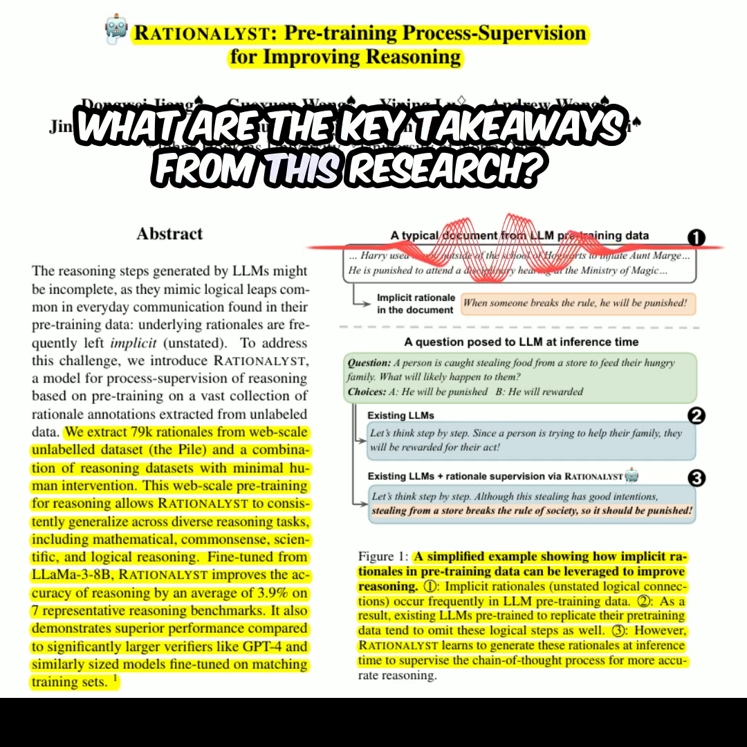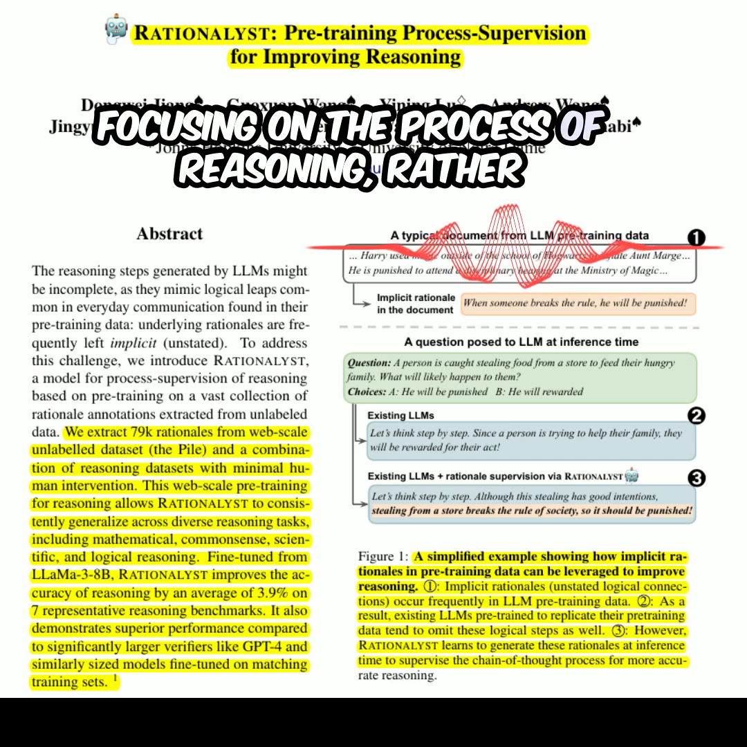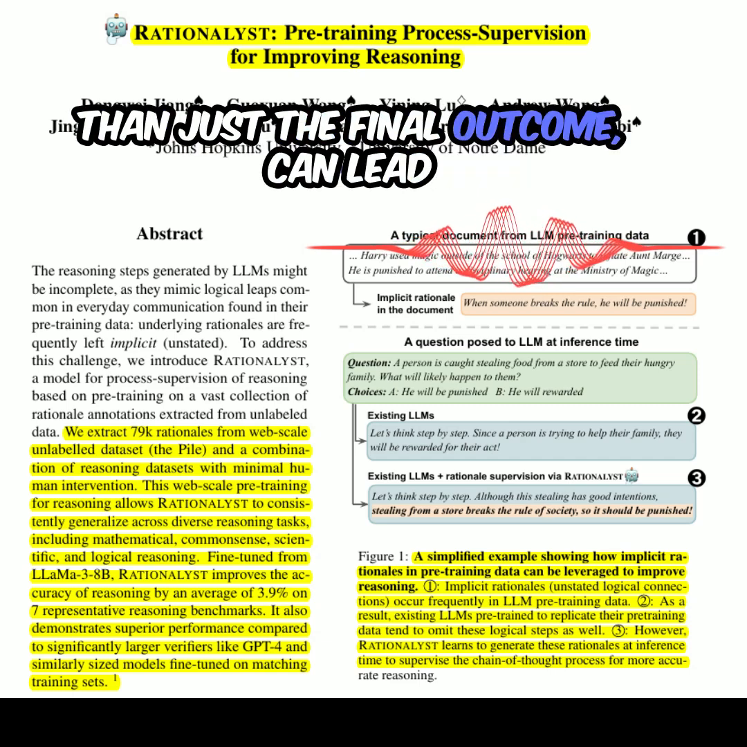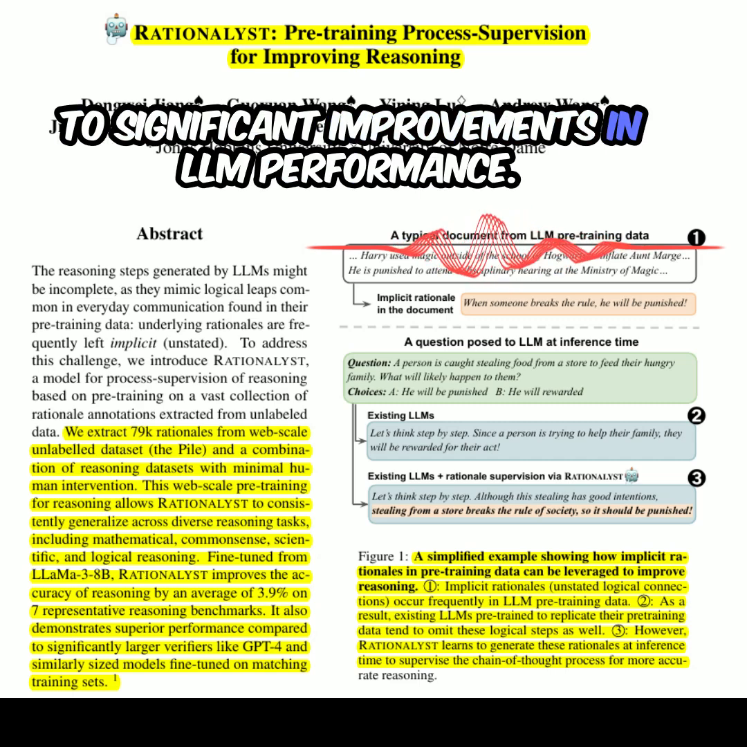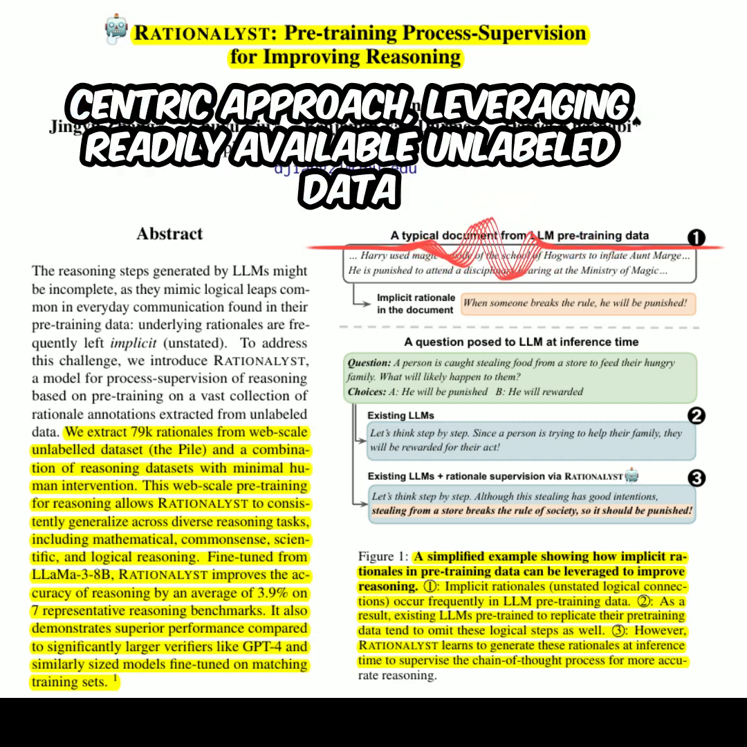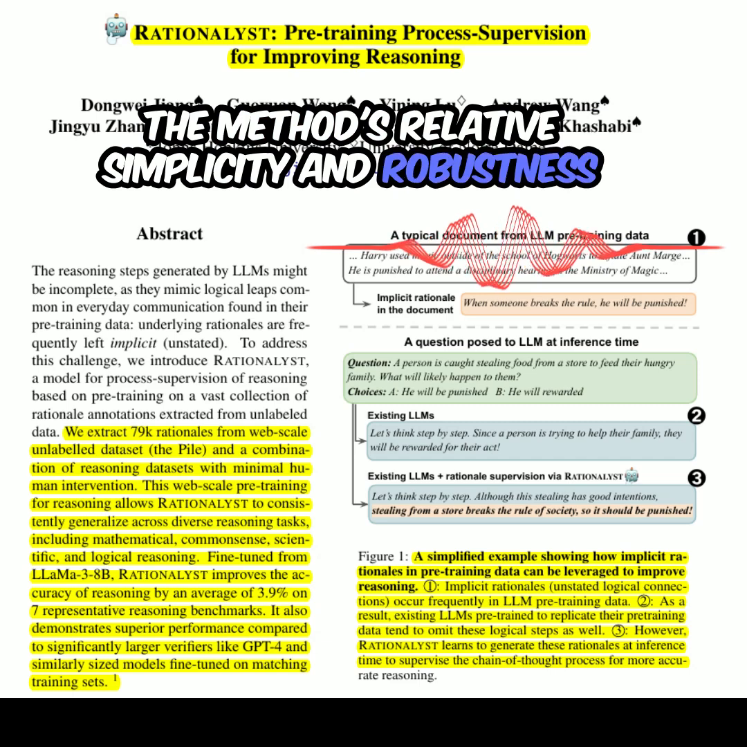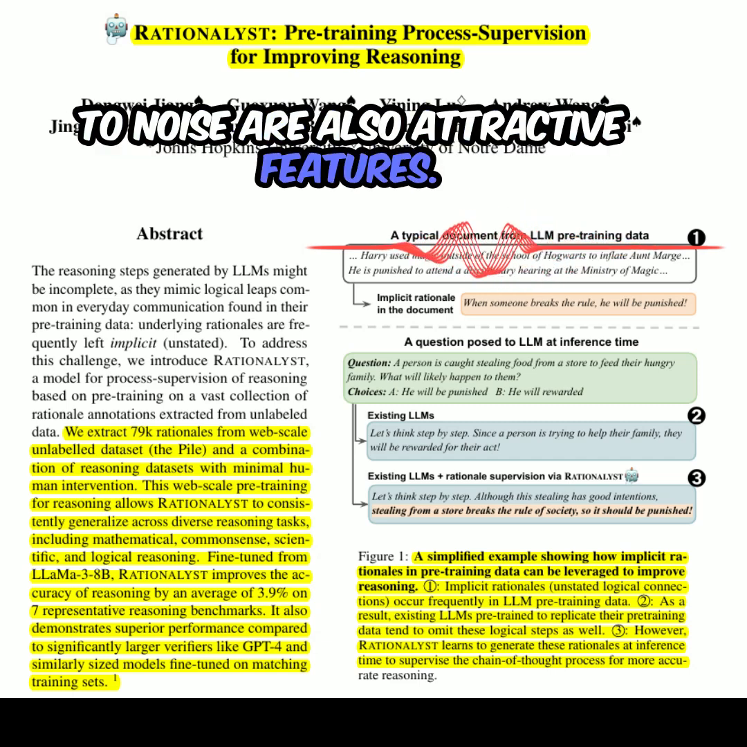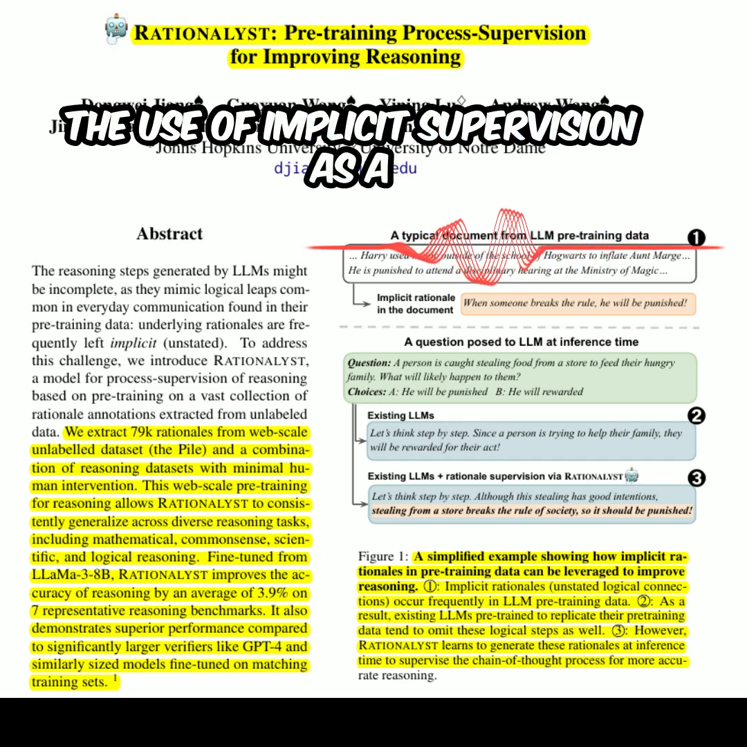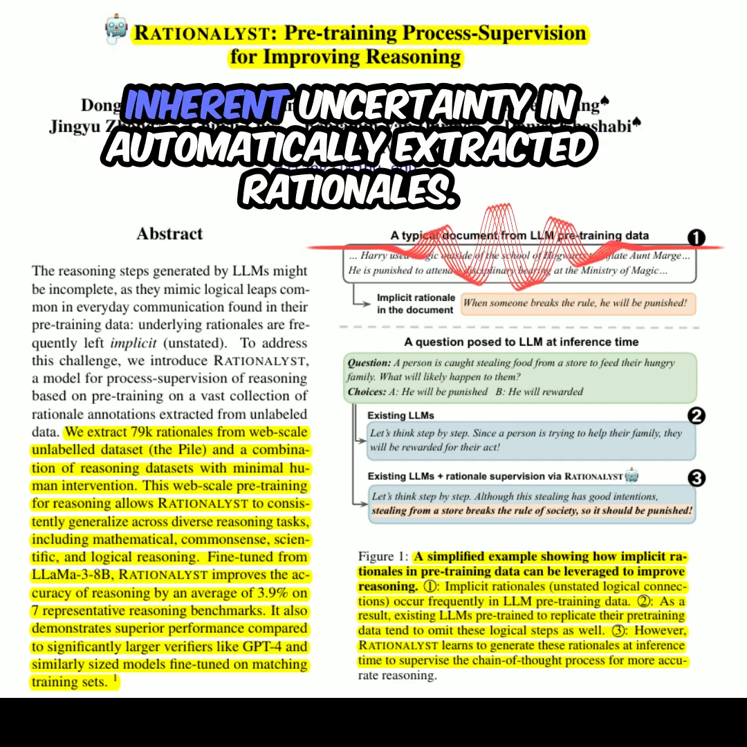What are the key takeaways from this research for practitioners? The key takeaway is that focusing on the process of reasoning rather than just the final outcome can lead to significant improvements in LLM performance. Rationalist demonstrates the effectiveness of a data-centric approach, leveraging readily available unlabeled data to improve reasoning across diverse tasks. The method's relative simplicity and robustness to noise are also attractive features. The use of implicit supervision as a more robust approach is also noteworthy. It's a clever way to handle the inherent uncertainty in automatically extracted rationales.